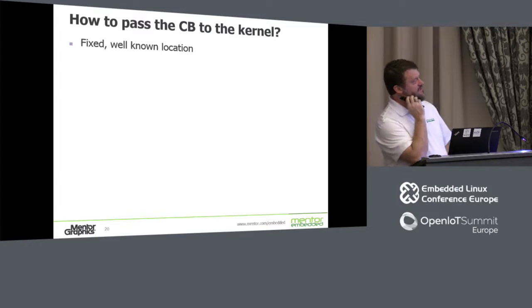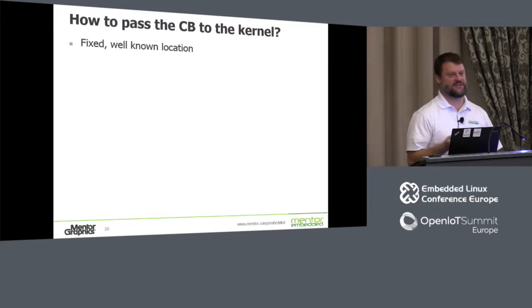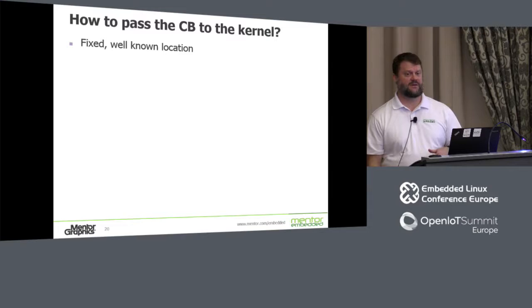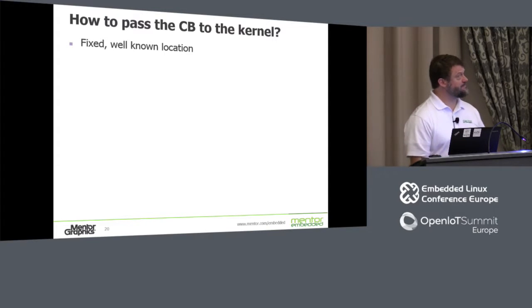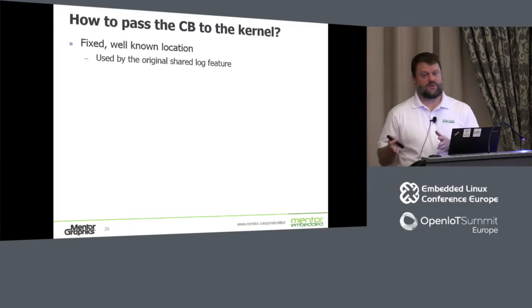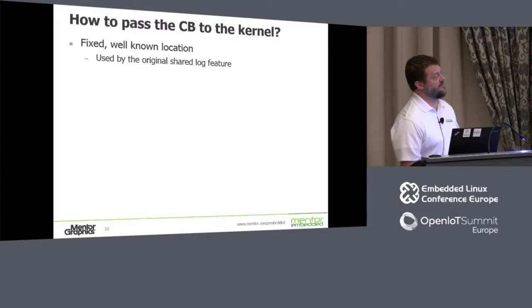So then the question was, and this was probably the key technical challenge to this whole thing, how to actually pass this control block into the kernel. The first pass at this was essentially Dengs's pass, and it used a fixed well-known location. When I picked this back up, I just started porting that forward to try and make it work with the new log structure. It sort of worked.